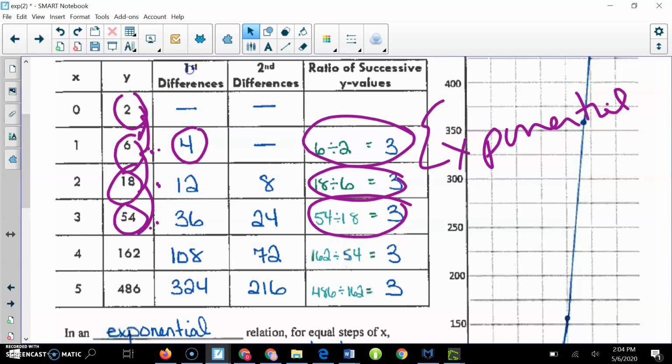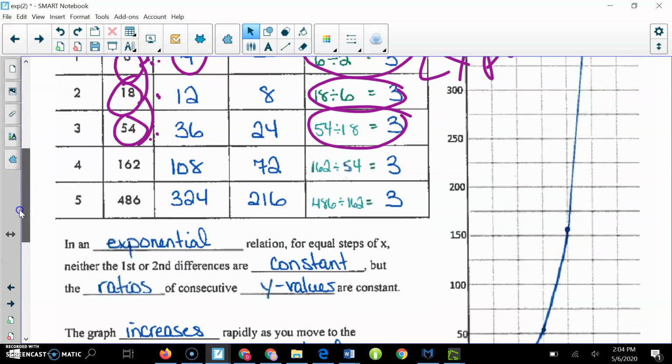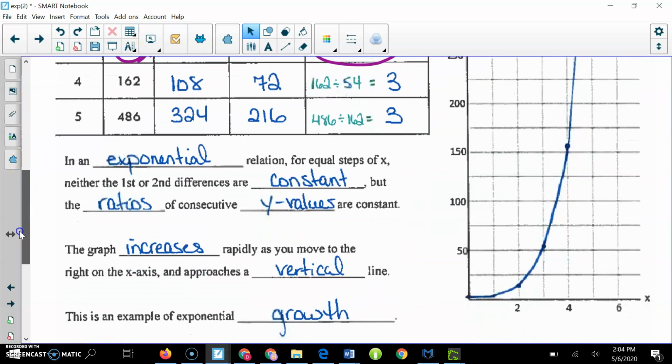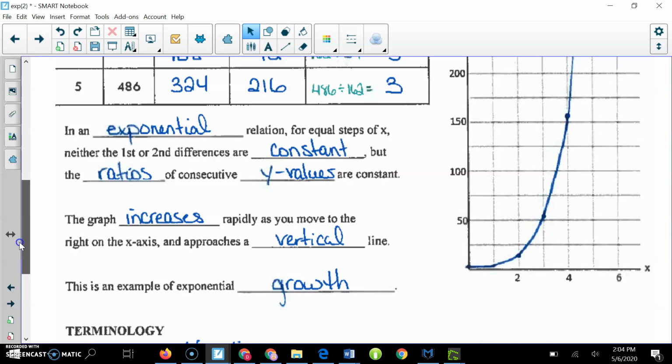Okay, so first difference is linear. Second difference is quadratic. Ratio, exponential. L, Q, and E. So if the ratio is the same, you have exponential. And that is just a little blurb on that.